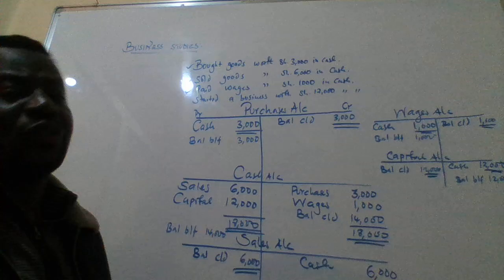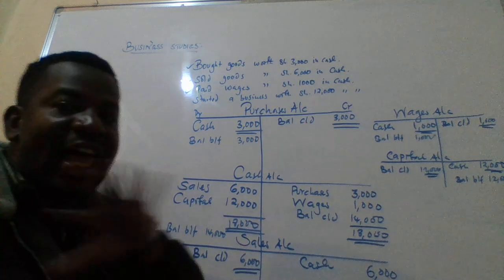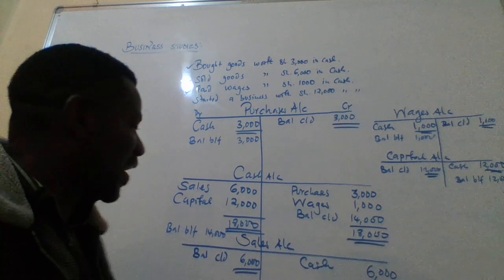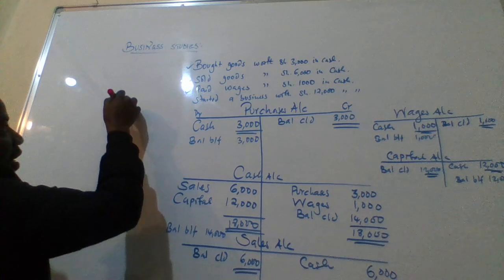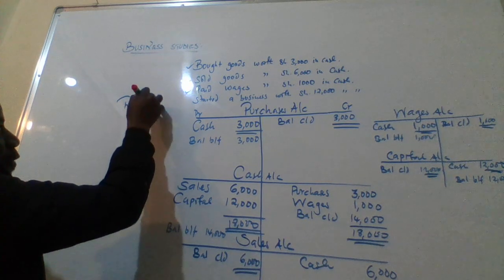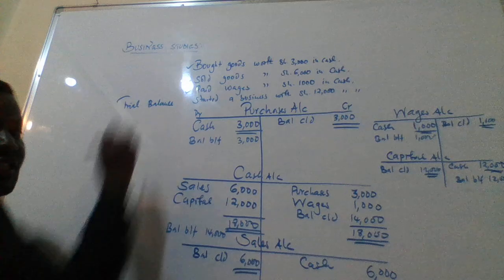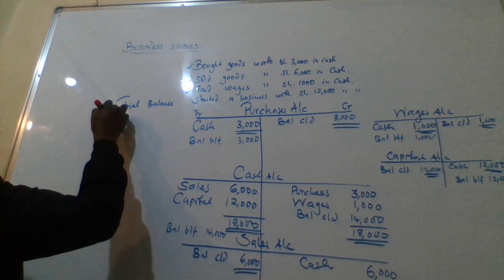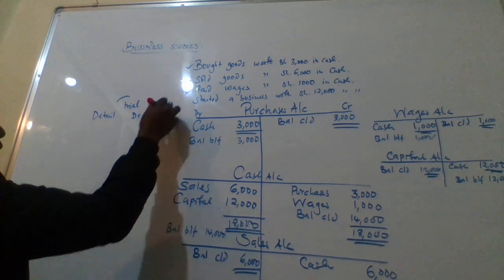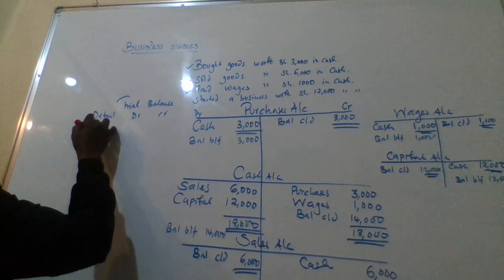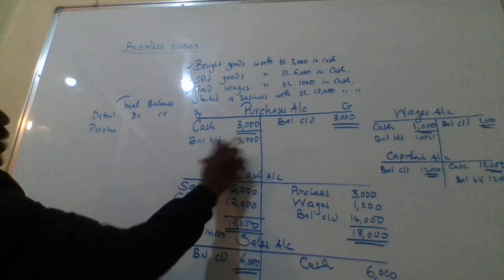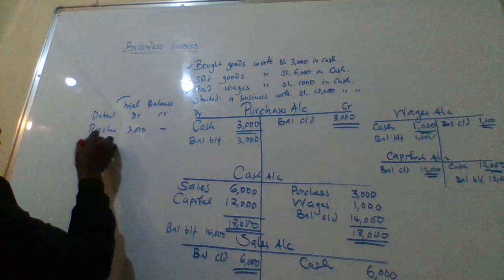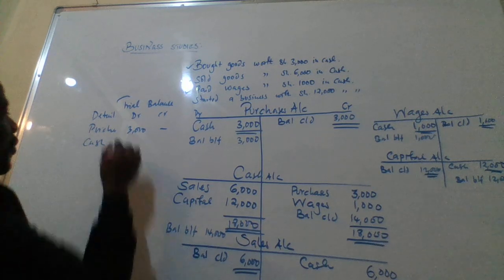So I have opened all the relevant ledger accounts. I have balanced them. I have closed. Now I want to prepare the trial balance, TB, and I want to do it here. The trial balance has 3 columns: details, debit, credit. So purchases, come here, write purchases. The balance brought forward is here, put 3,000.